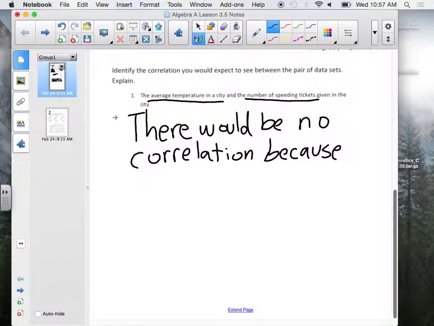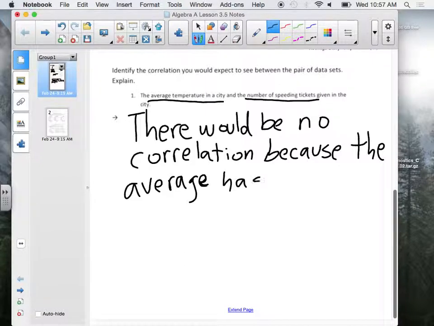Michaela, why did you say that? Because just because the temperature increases doesn't mean people will automatically start driving faster. Exactly. Just because it's hotter, or the average temperature is colder, warm, or just blazing hot, that doesn't necessarily mean that people are going to drive faster or get speeding tickets, because the average temperature has nothing to do with speeding tickets.